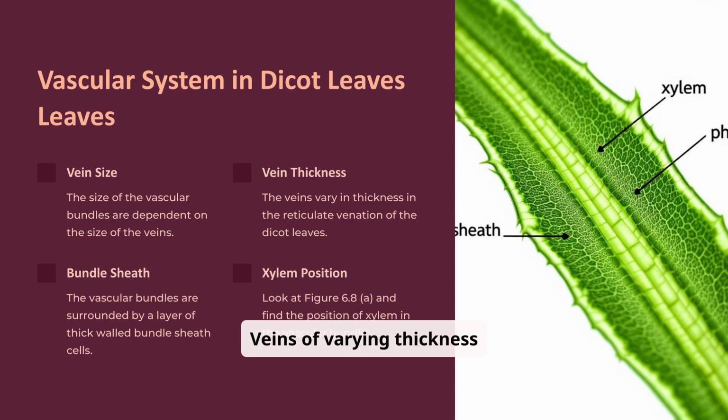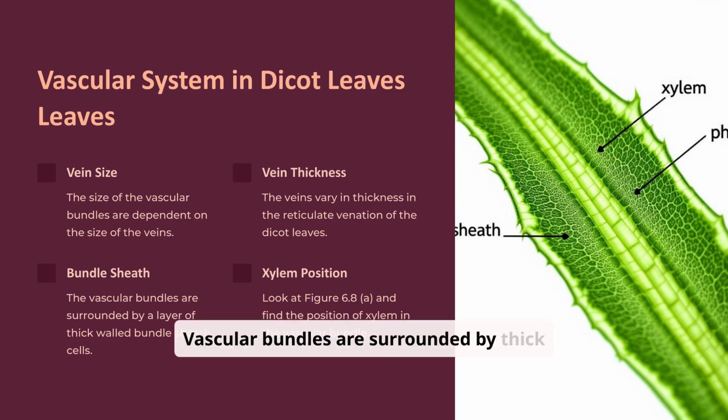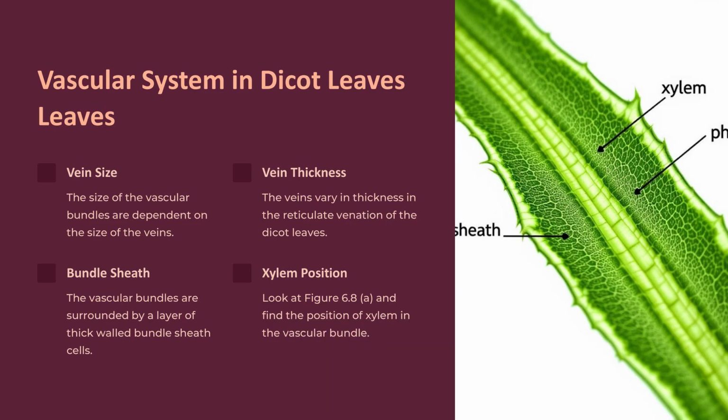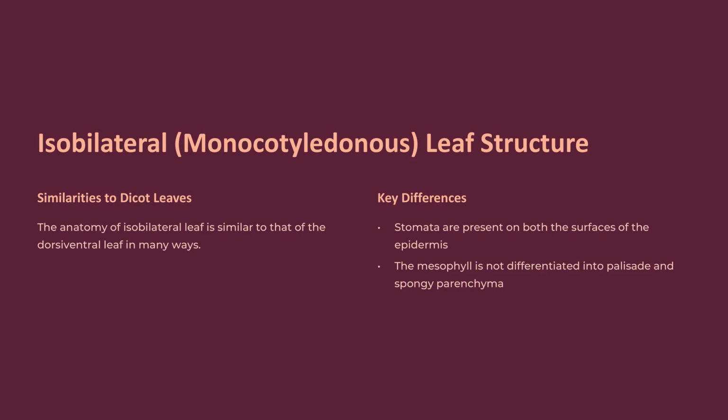Veins of varying thickness form the reticulate venation. Vascular bundles are surrounded by thick bundle sheaths. Monocot leaves have stomata on both epidermal surfaces, and undifferentiated mesophyll supports photosynthesis efficiently.